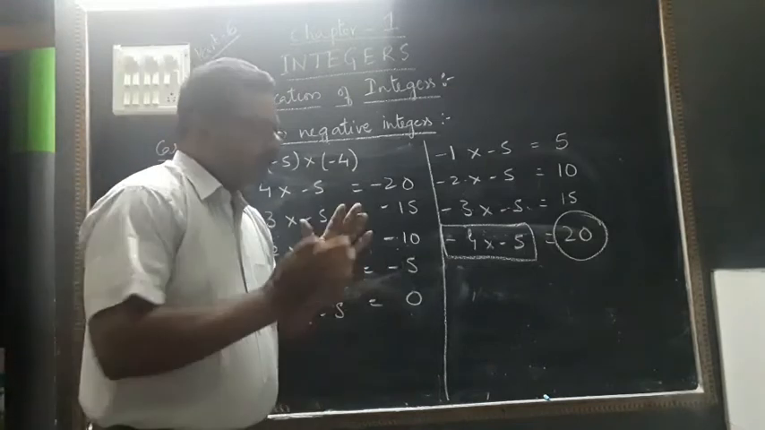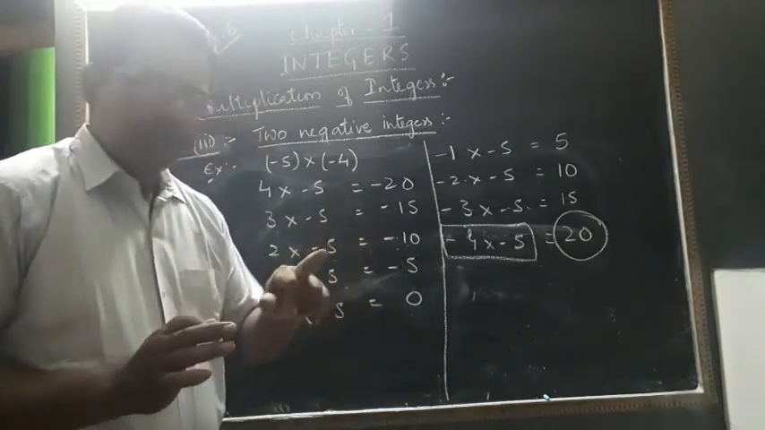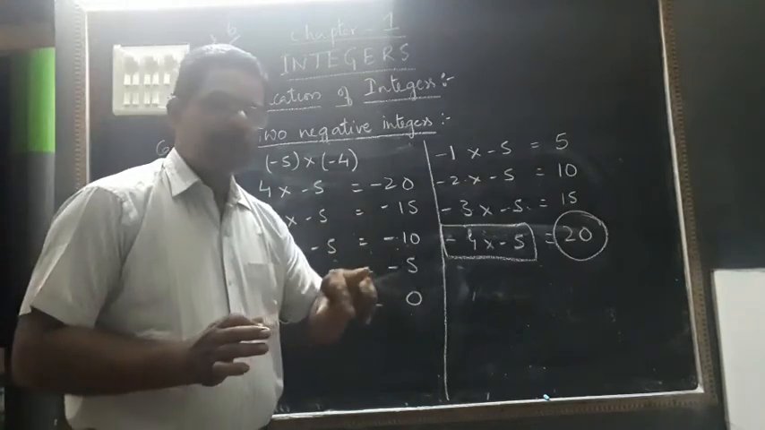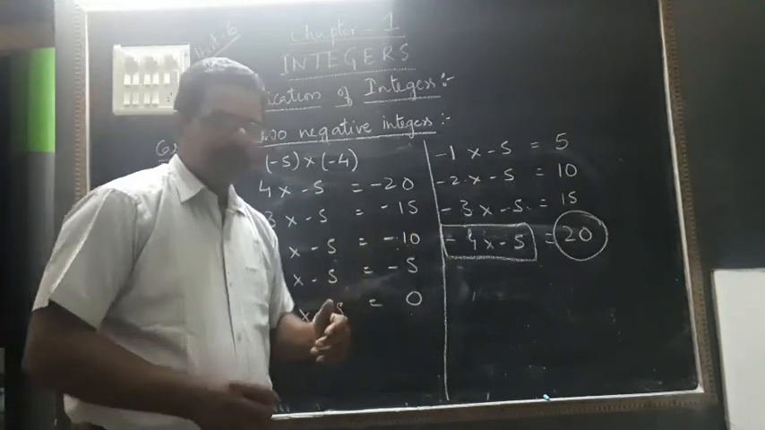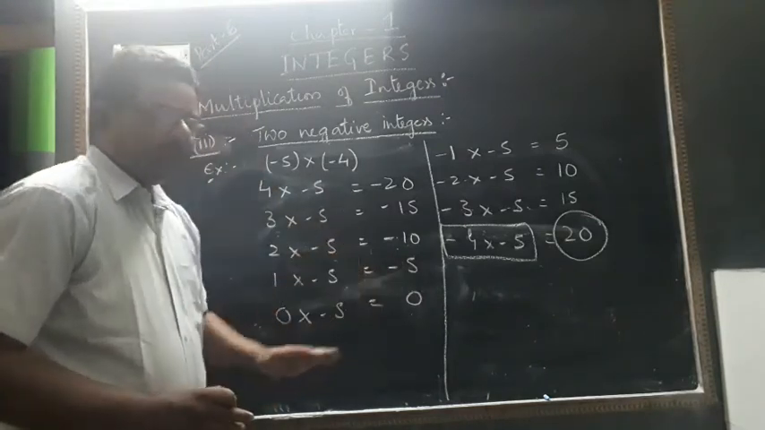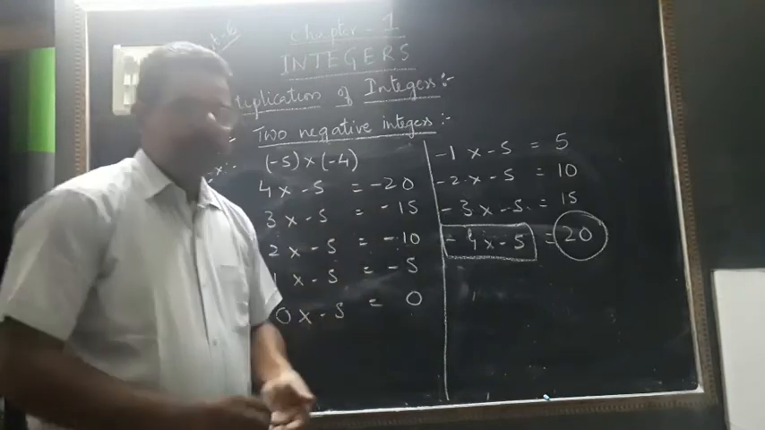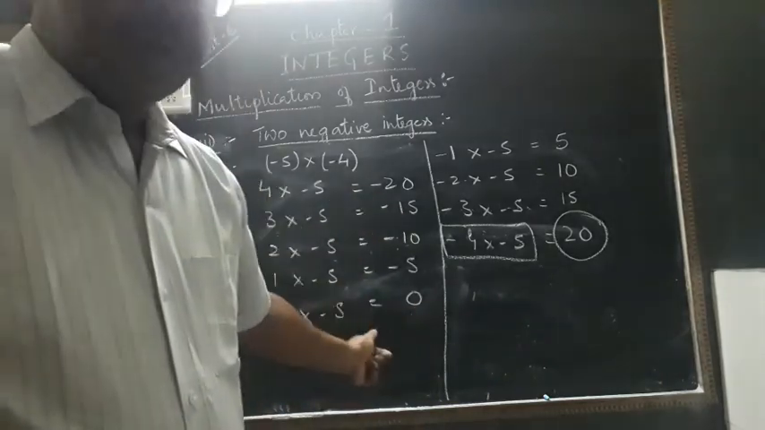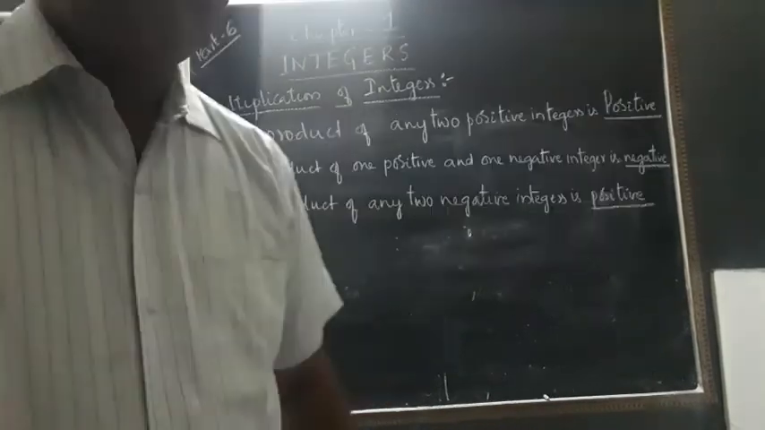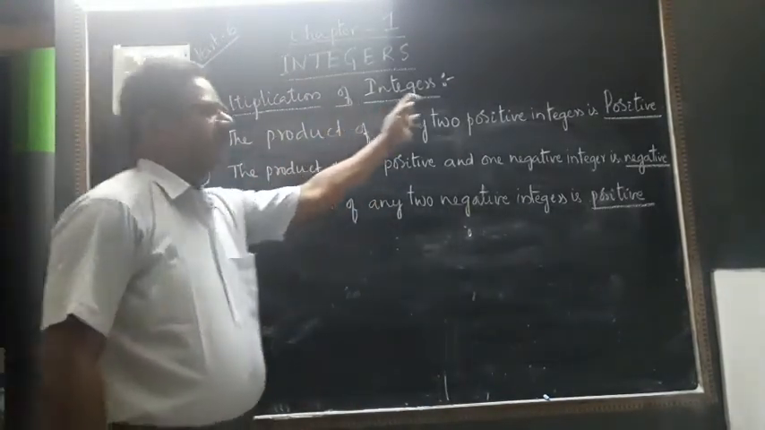Understand? So any two, we are taking only two. One is positive and one is negative, or one is negative and one is positive, or both positive, or both negative. So this is only for understanding purpose. Now onwards, we can do the simplification directly and easily without writing all these patterns. Now you can understand clearly the multiplication of integers.